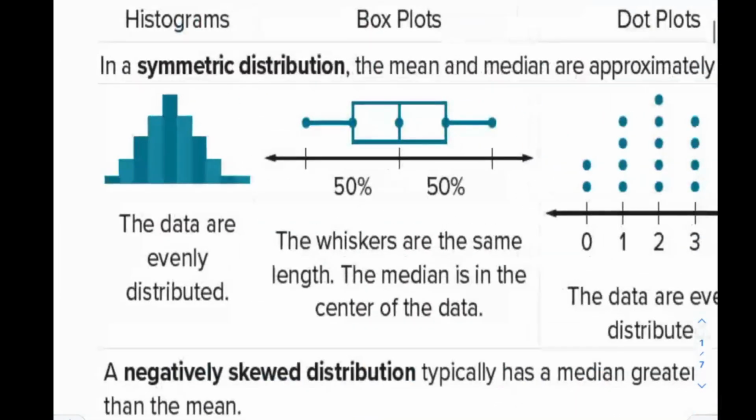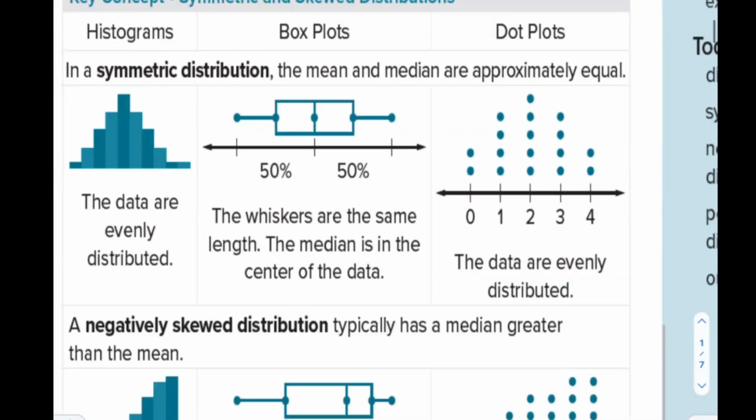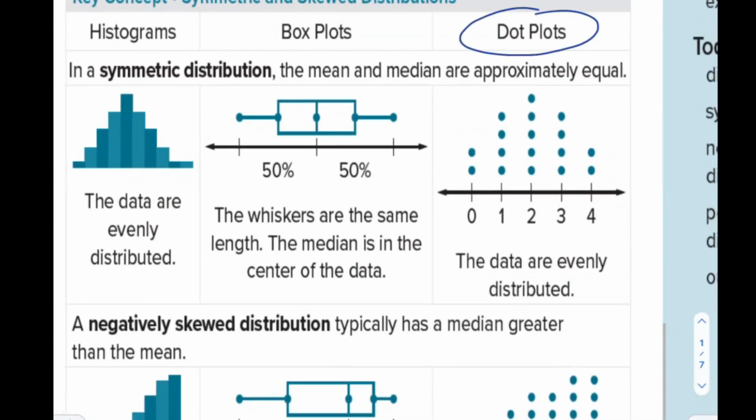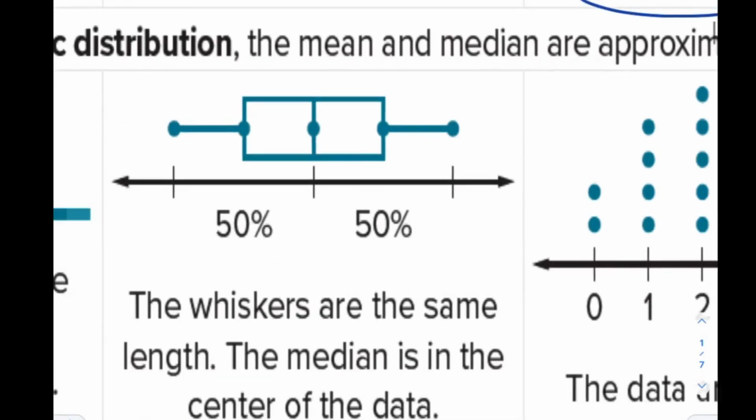In this figure, you can see that the data are evenly distributed. It is symmetric. The parts at the right are almost equal to the parts at the left. And it is very similar in the dot plot here. And in the box whisker, it will look like that.